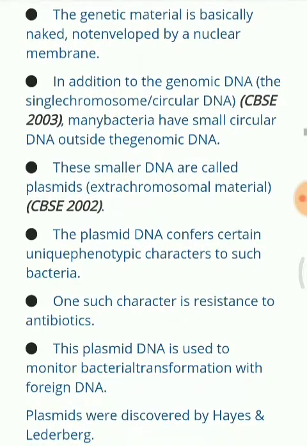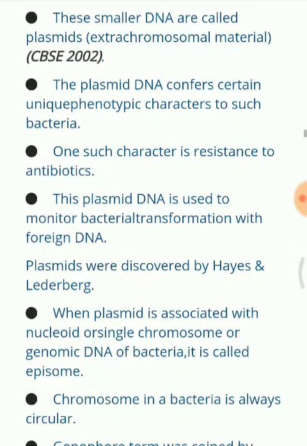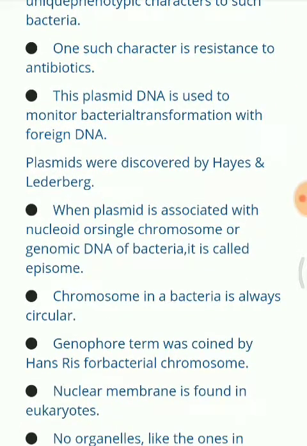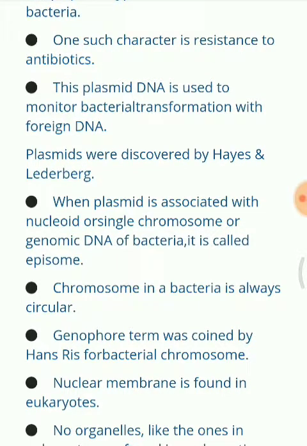The plasmid DNA confers certain unique phenotypic characters to such bacteria. One such character is resistance to antibiotics. The plasmid DNA is used to monitor bacterial transformation with foreign DNA. Plasmids were discovered by Hayes and Lederberg. When a plasmid is associated with the nucleoid, or single chromosome or genomic DNA of bacteria, it is called an episome.